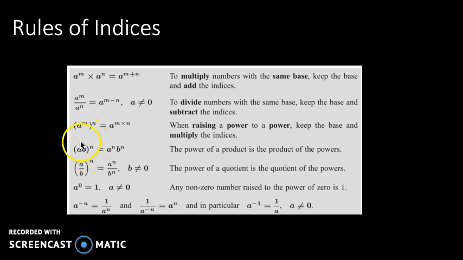Similarly, when there's ab inside brackets to the power of n, each number in these brackets is going to be to the power of n. Similar to this one, when we have a divided by b inside of brackets to the power of n, this can be written as a to the power of n over b to the power of n. Anything to the power of 0 is going to equal 1. And when a or any number is to the power of negative something, it's going to be 1 over your original number, such as a, to the power of what was negative before.